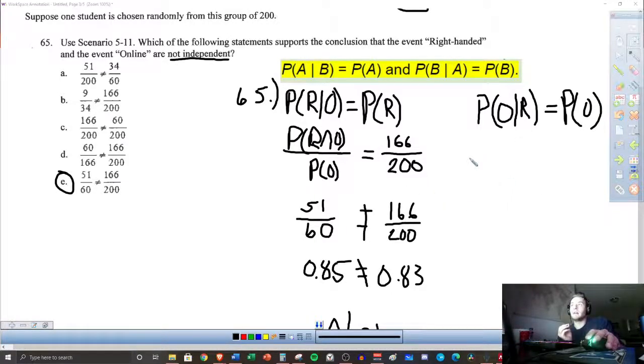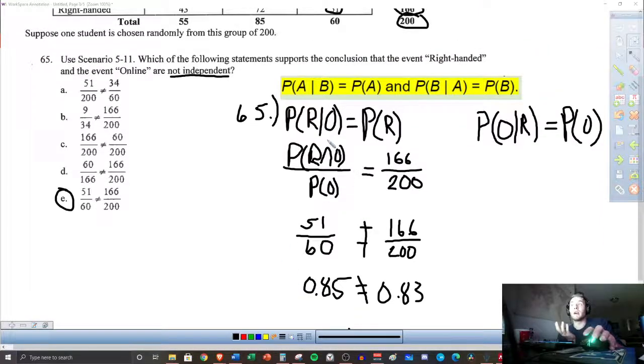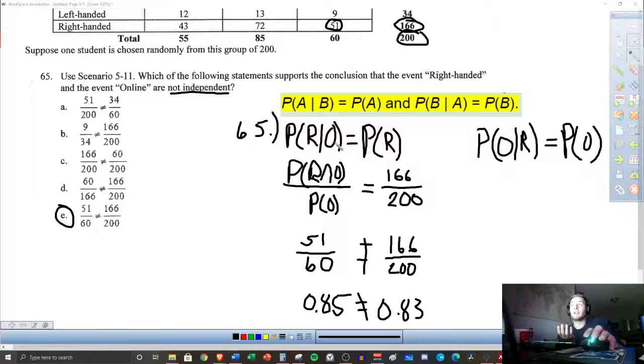Here's an answer to maybe a question you have. Do I have to show both? No. If you show it with one of them, you have proven that they are not independent, okay? You don't have to check both. This is just showing that either one could be used to show that these events are dependent or independent. In this case, these events are dependent. Knowing that you like to communicate online does change the probability that you are right-handed.